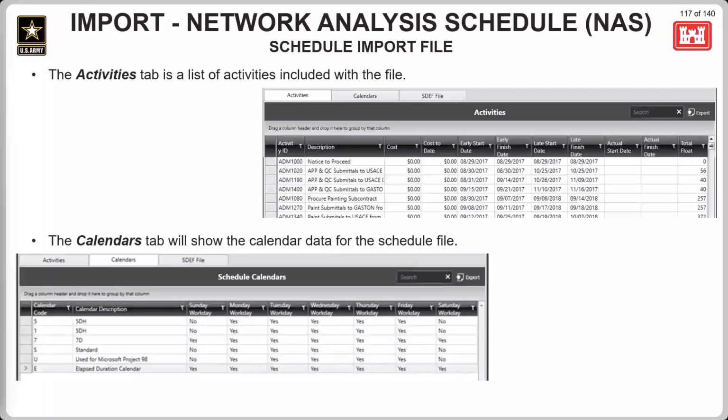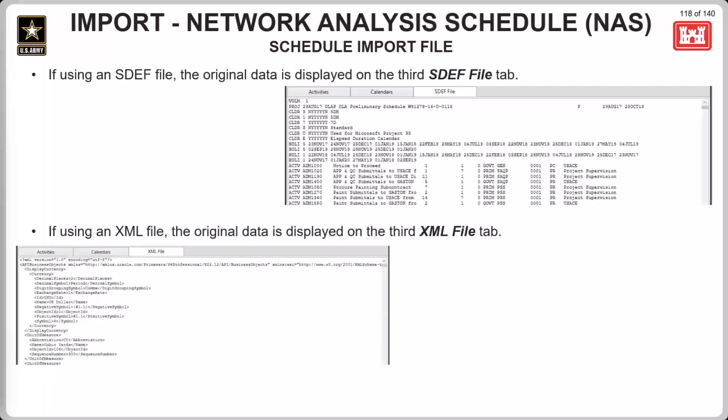Also in that screen is going to be the Activities tab, which is a list of all the activities included in the schedule file. The Calendars tab, which will show the calendar data for the schedule file. And then whether you're using an SDEF or XML file, that third tab is going to adjust to whichever file is being used, and the original data from the SDEF or XML file is going to be displayed in that tab.